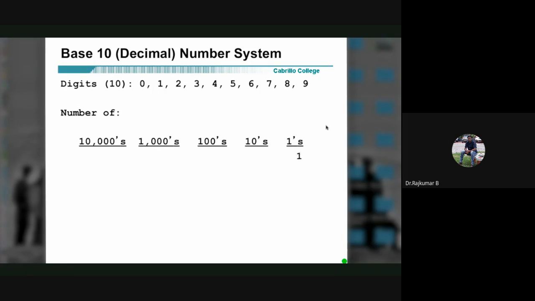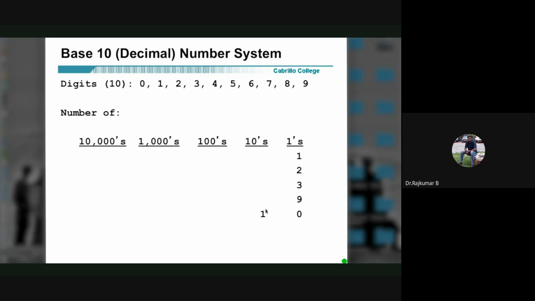So whatever I put in the ones column is how many ones I have. Like 1 is 1. 2 would be 2 ones. 3 would be 3 ones. 9 would be 9 ones, that last digit in our number system. So 10 would be 1 in the tens column and 0 in the ones column. That gives us our 10.